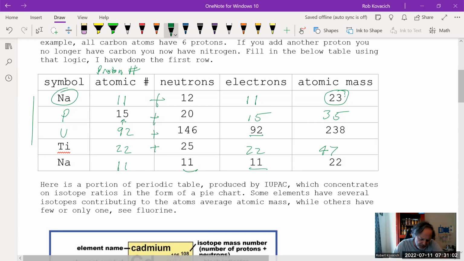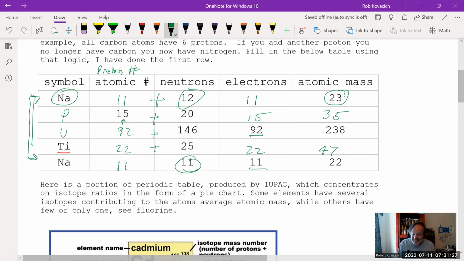With these first ones, I had said this isotope of sodium or phosphorus or uranium or titanium. That's because different isotopes exist. So this is a sodium that has 12 neutrons, and this is a sodium that has 11 neutrons. That's it. There isn't anything else to it. The neutron number is different. So that works with any element.